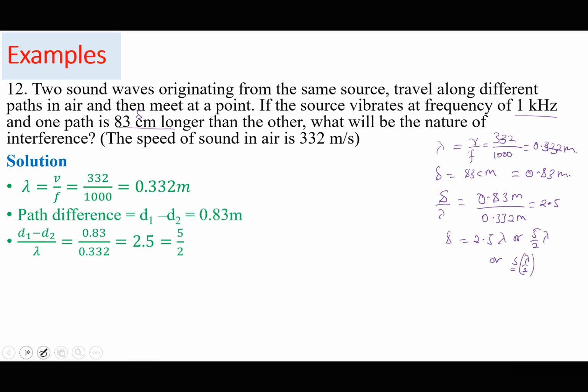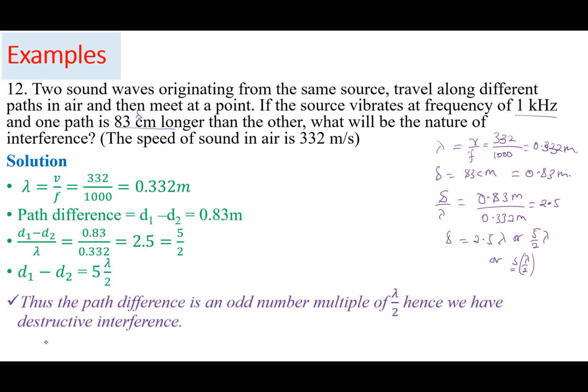We have seen the path difference. When we divide, we get 0.5. And whenever you get 0.5, just know that that is an odd number multiple of half wavelength. Hence, it is destructive interference.